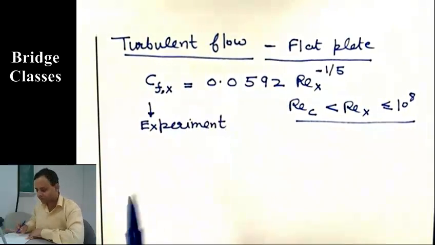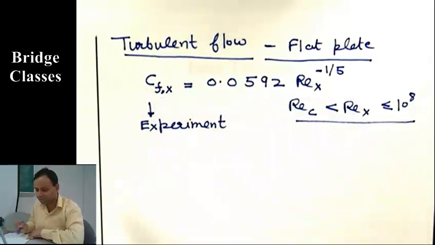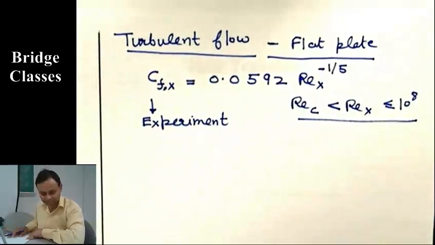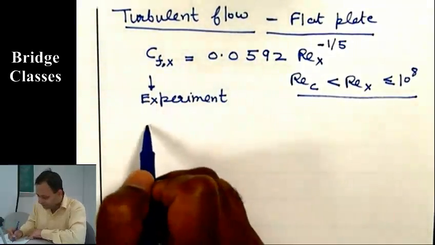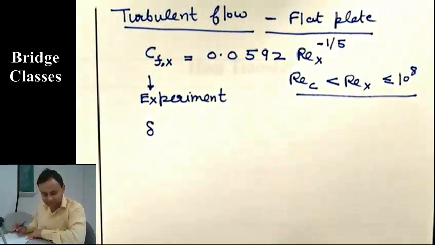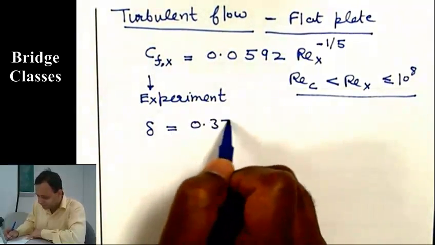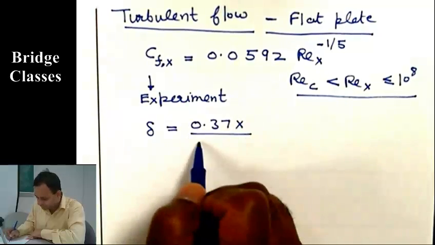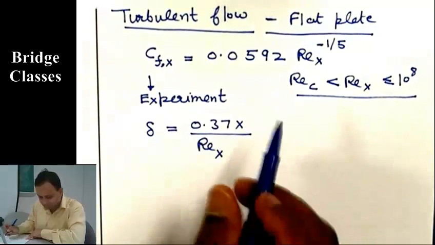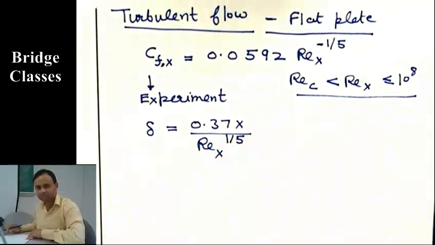Okay, for flow over a flat plate, the local friction coefficient in the region where flow is turbulent. Okay, and we also have an expression for delta. So in the region where the boundary layer is turbulent, you get delta is 0.37x over Reynolds number to the 1 over 5. Okay, when the boundary layer is turbulent.